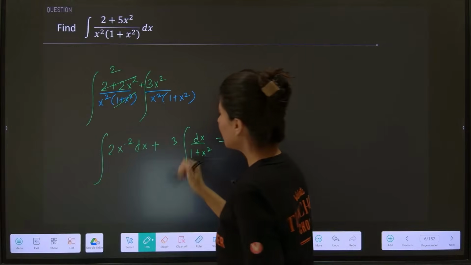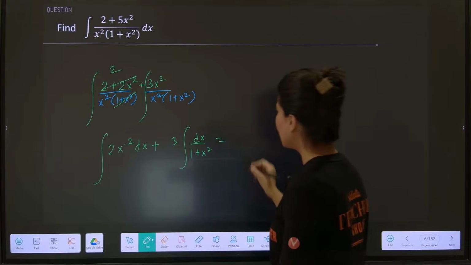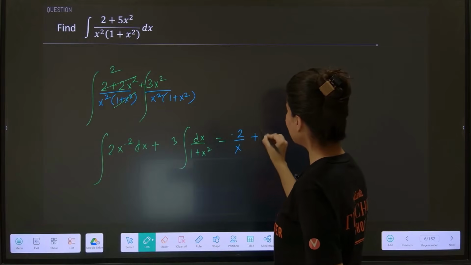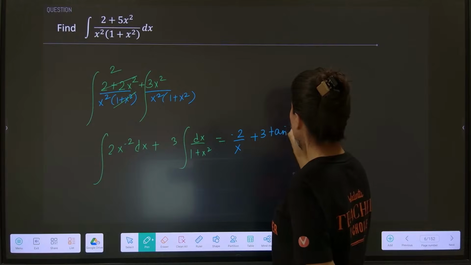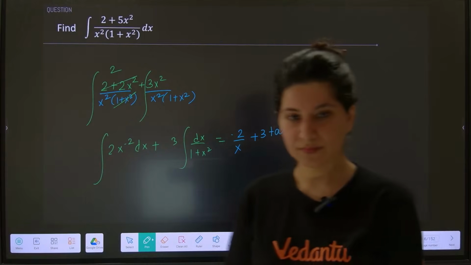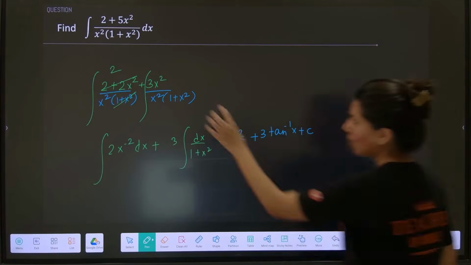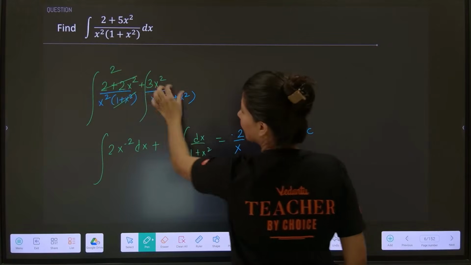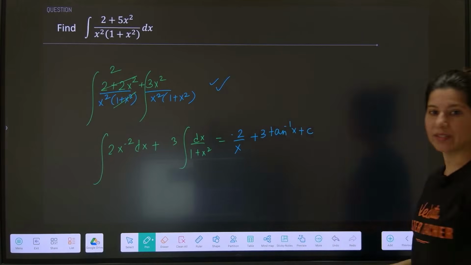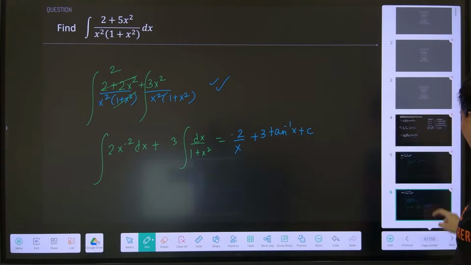Okay. Now x power minus 2 plus 1. So this is 2 minus 2 by x plus 3 tan inverse x plus c. Easy, only if you can separate it out. This step is important. Then only you will be able to do it. Right or wrong? Yes?